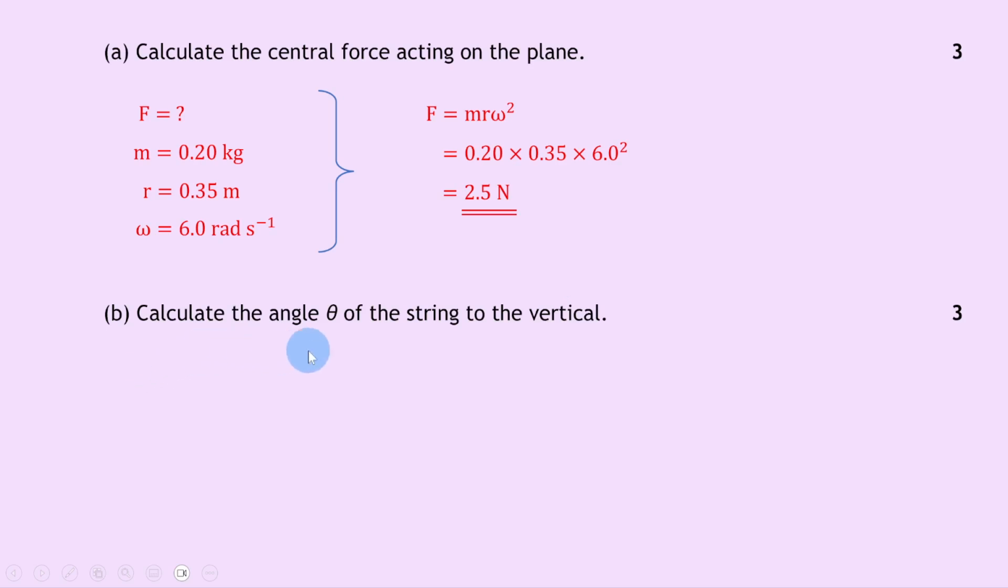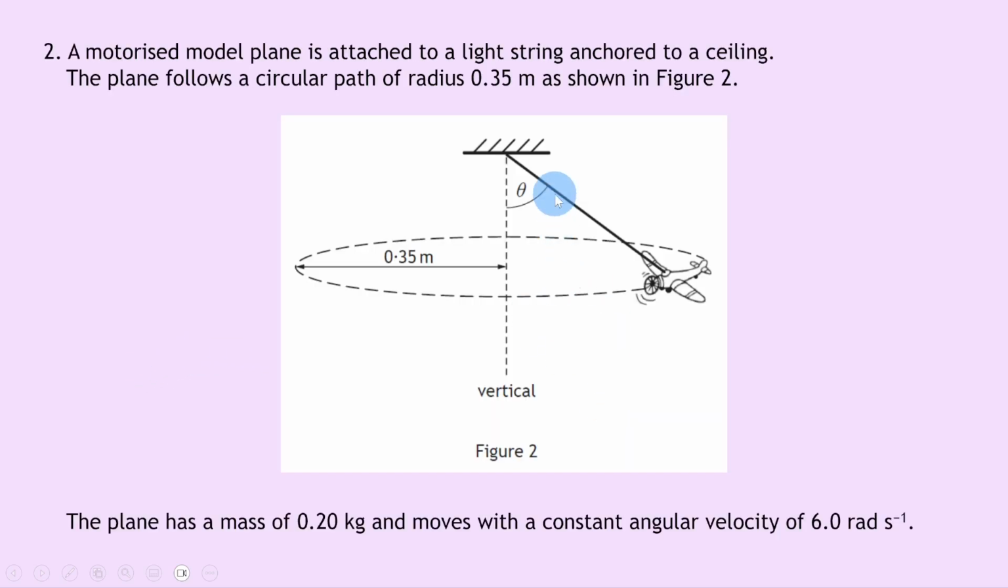Part B says calculate the angle theta of the string to the vertical. So if we look back at the picture, we want to calculate this angle theta, which is the angle of the string to the vertical. And to do this, we need to think about the forces acting on the plane. So in order for the plane to keep moving in circular motion, there must be a centripetal force acting on the plane, and we've actually just calculated that in part A. And this centripetal force would be acting in towards the centre of the circle at all times. So that would be a vector going horizontally in towards the centre here.